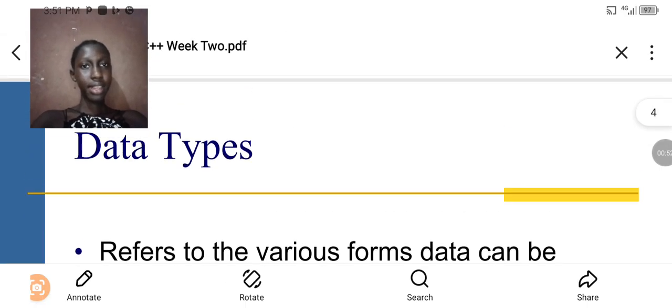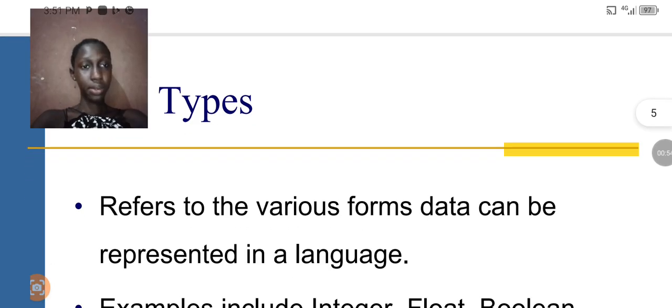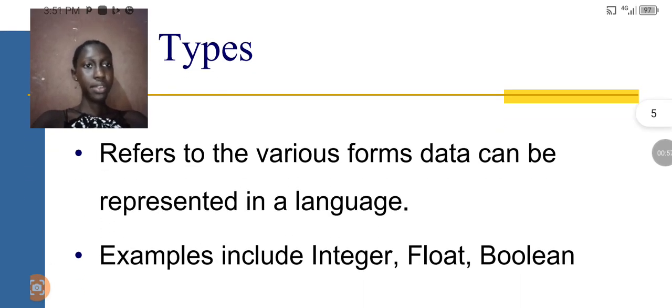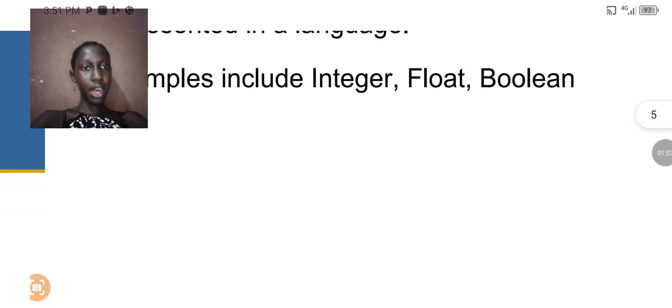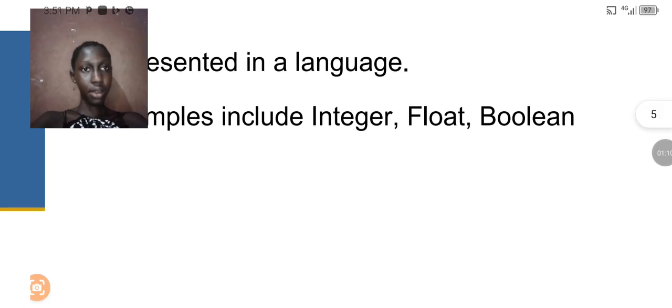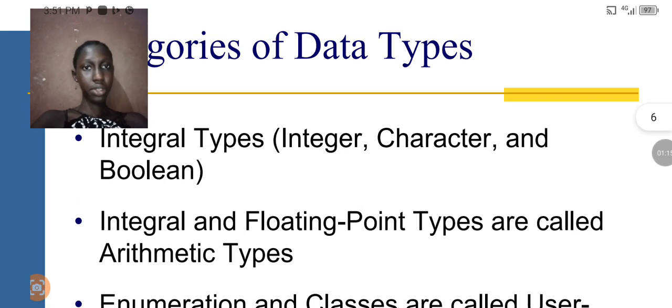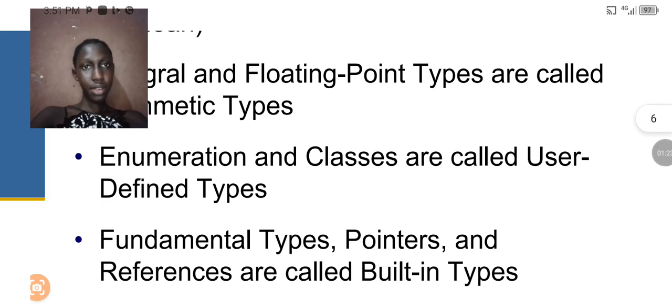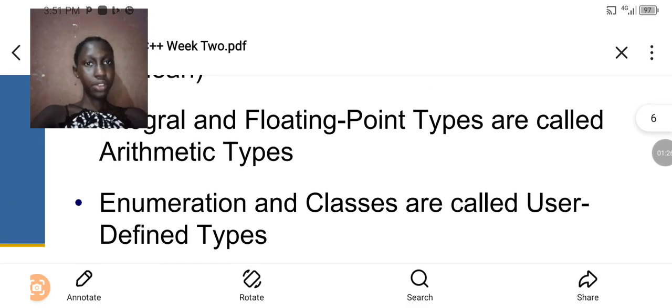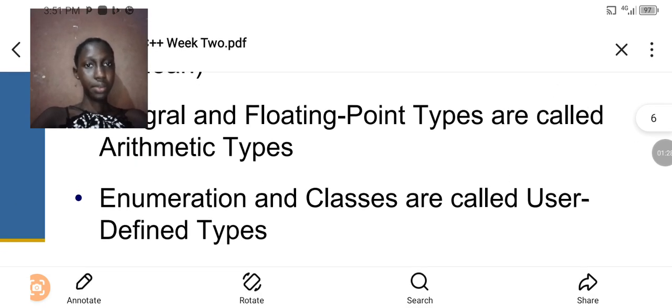Now, when we say a data type in C++ programming language, it refers to the various forms data can be represented in a language. These examples include the integer, the float, the boolean, and the string and character, and so on and so forth. We have categories of data types, which include the integral types. That's what we'll be dealing with today. That's the integer, character, and boolean. The integral and floating point types, which are also known as the arithmetic types.